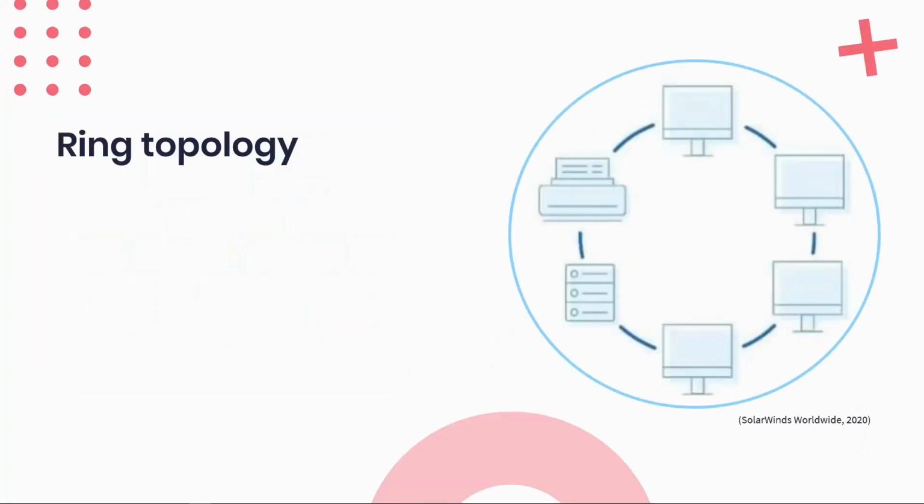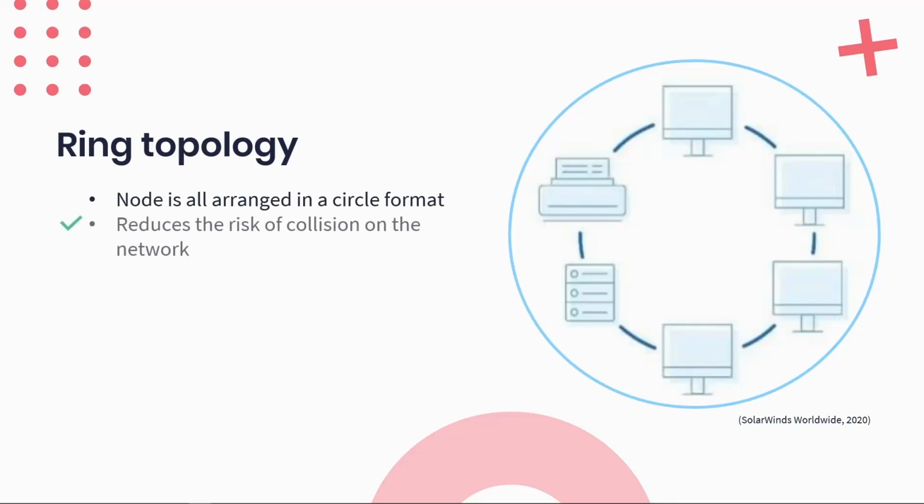In the case of the ring topology, the nodes are all arranged in a circle format, where nodes are neighbors with each other, giving the flow of data in a circular direction. The ring topology greatly reduces the risk of collision on the network, since only one node can transmit data at a time.